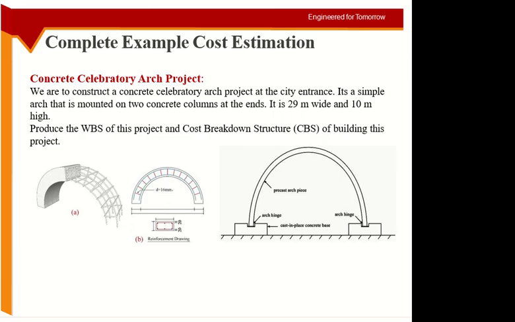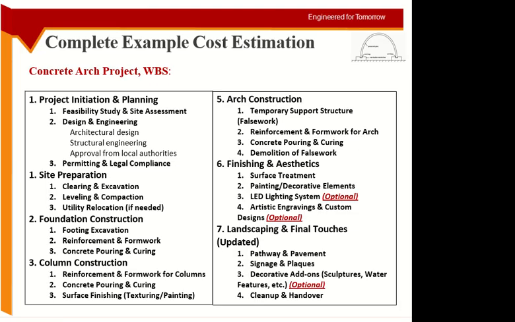Anyways, so this arch will be mounted on two columns, and the size of the arch is given. The width is 29 meters and the height is 10 meters. So this is the width and this is the height. And we are using steel which is 16 millimeter dia. So first thing is we should produce the WBS of the project, and then we can move on to the cost breakdown structure. So our WBS will look something like this.